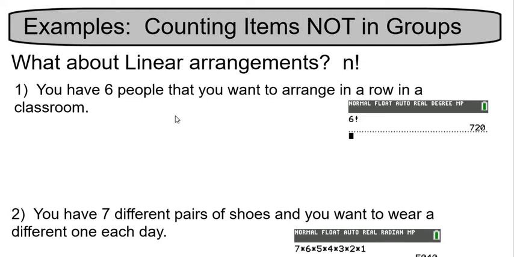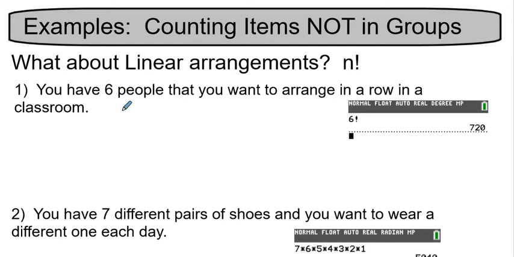In our first examples, we're going to take a look at counting items that are not in a group. Remember, when you group things, you start talking about permutation and combination formulas. So that'll be in the next set of examples. So the first problem, we just have 6 people that are arranged in a row in a classroom. A classic demonstration to do live with people.